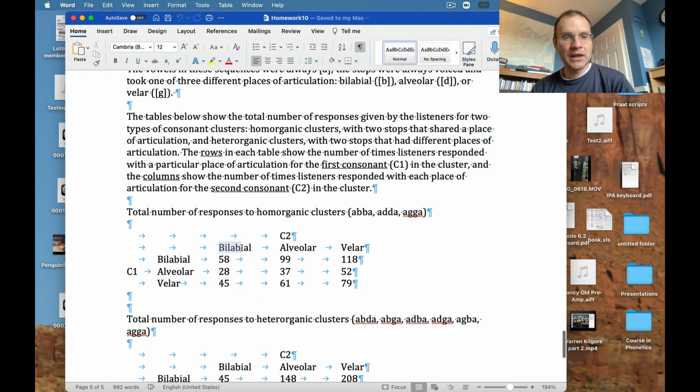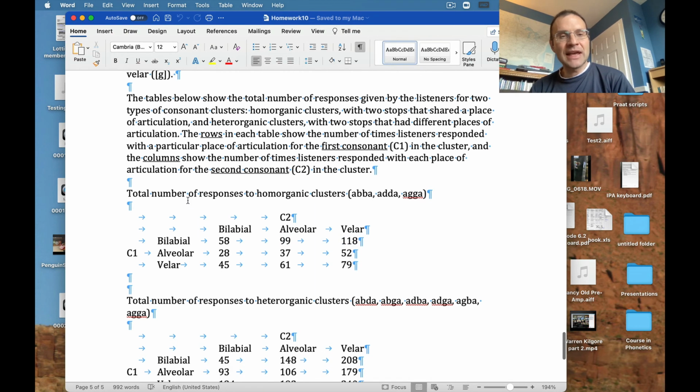So these would be like ba, da, or ga. So this combo right here would be abba, this would be abda, and this would be abga, so on and so forth. But in this case, they're only listening to these homorganic clusters, which is one of these 3. And this is the set of responses you get.